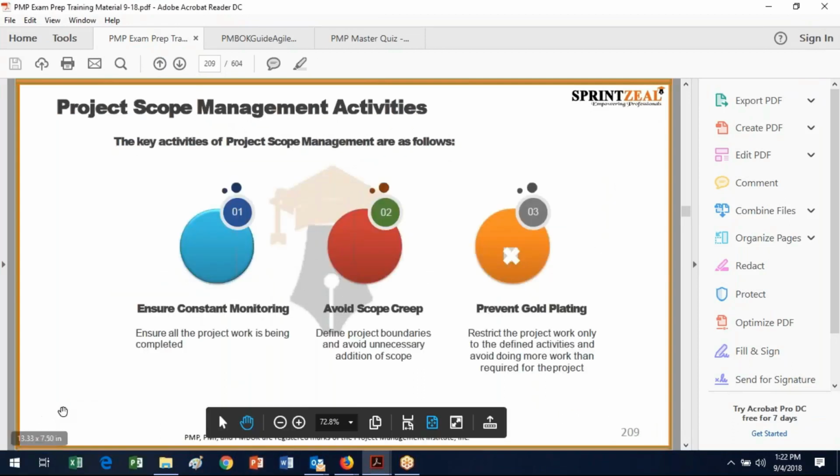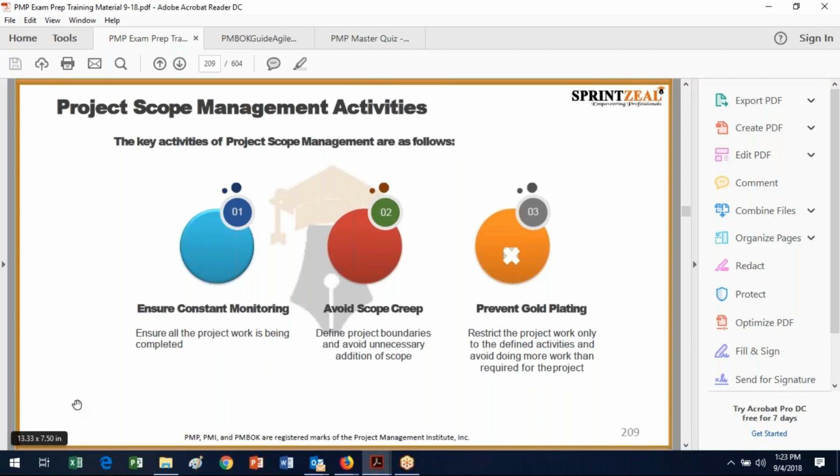And so project scope means managing what's defined in the scope. But that definition is always threatening to either overrun the banks or to shrink back. So that's the project manager's job, to keep the pond, the body of water, within the right banks. The key activities in project scope management are to ensure constant monitoring, to avoid scope creep, and remember we talked about the ever-present danger of scope creep, and to prevent gold plating.